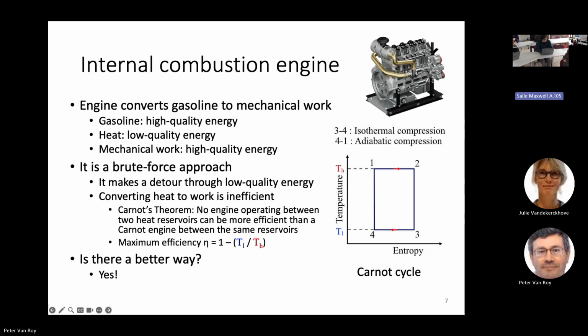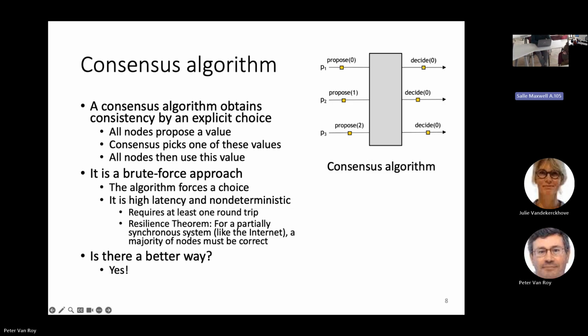It's like what, 40%, or it's still pretty low, okay? It's better than steam engine, but it's still pretty low. So this is my view also of consensus. Okay, so consensus. Here's the algorithm. Nodes propose, and then they decide on the same thing. There's an explicit choice. All nodes propose, the algorithm picks a value, and all nodes use the value.